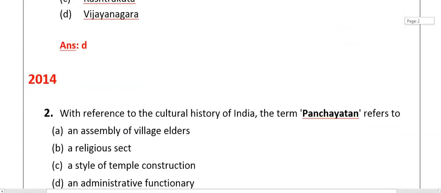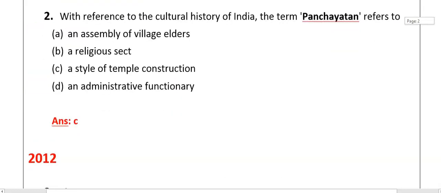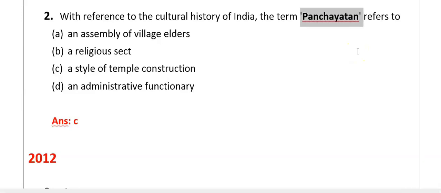So, the next question is, with reference to the cultural history of India, the term Panchayatan refers to, again, the given options. Here, again, the term Panchayatan. So, this is not a word which we use in our daily life regularly. We come across it while we are reading a book or we are reading into the terminologies of temples or architecture, etc. So again, it denotes that we should be learning the terminologies of art and architecture, and while reading temples, what we should be focused on.